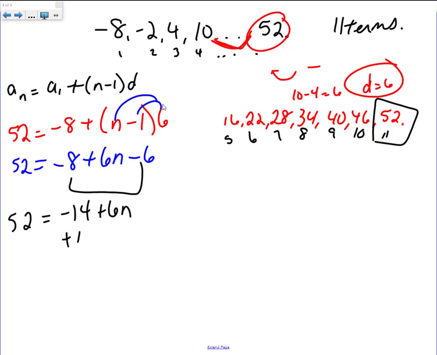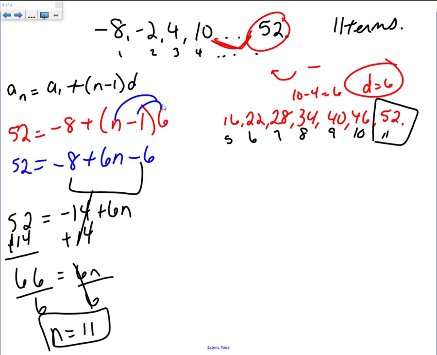I'm going to add 14 to both sides to get numbers on one side, numbers on the other. Sorry, it's being funny over there. And I end up with 66 is equal to 6n. I'm going to divide by 6 on both sides to get n by itself, and I find n equals 11, which is nice because I already found that it's the 11th term. So you may choose to do this either way, but you're going to have to show your work on your final exam to show me what method you are choosing to use.